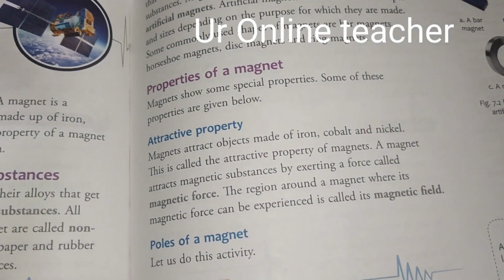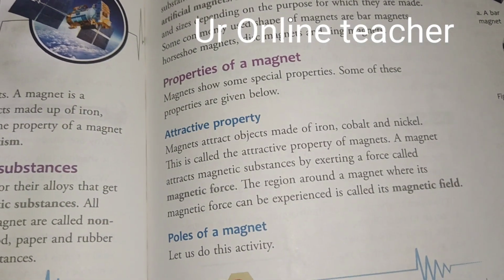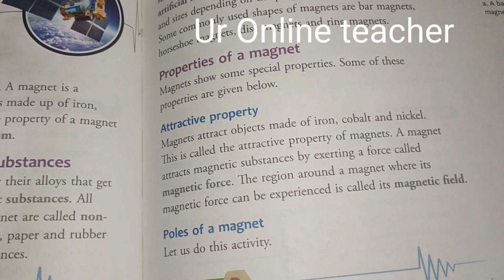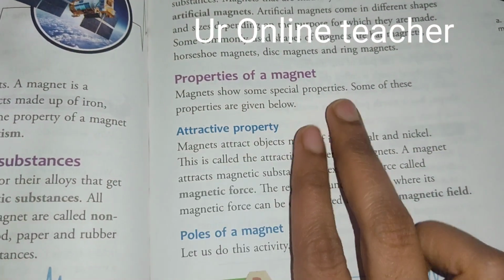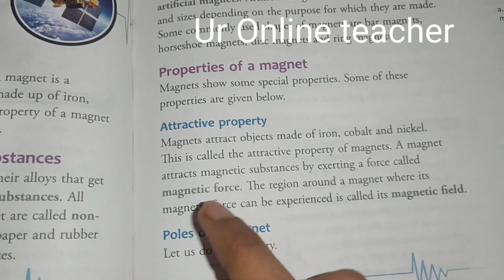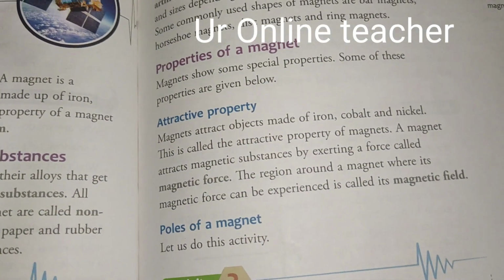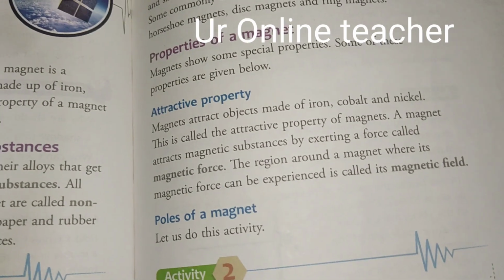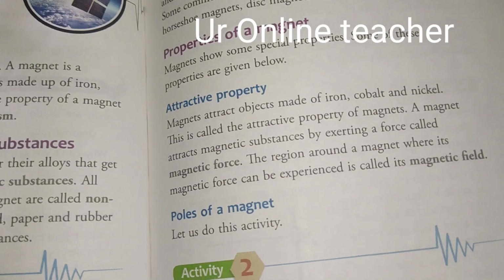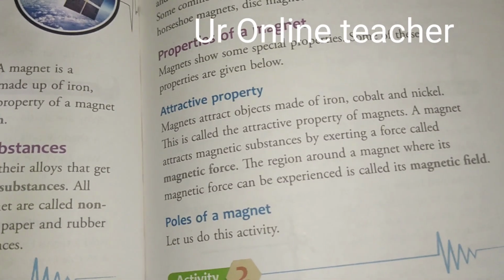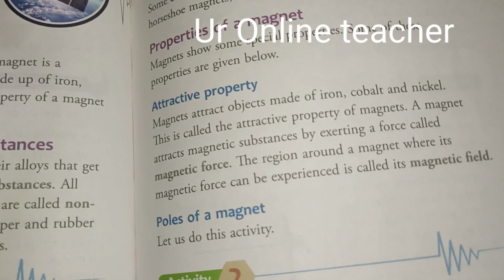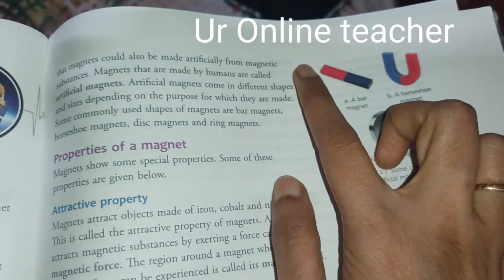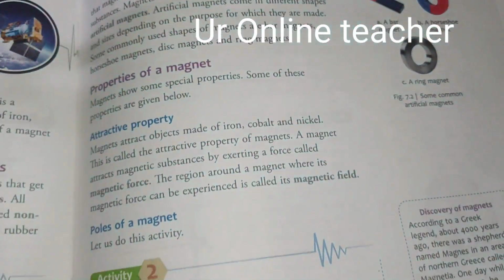If we think of a magnet, we first think of its attractive property. It will attract things like iron, cobalt and nickel. So the first property of a magnet is the attractive property. A magnet attracts magnetic substances by experiencing some force, called magnetic force. The region around the magnet where this magnetic force can be experienced is called the magnetic field.